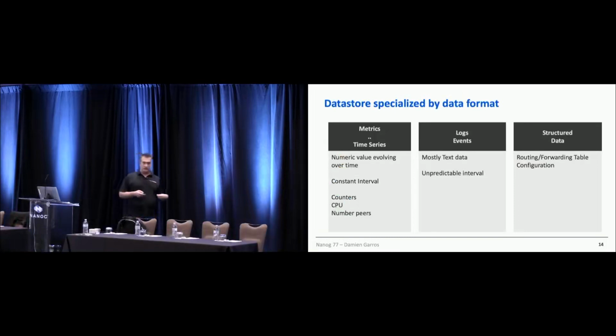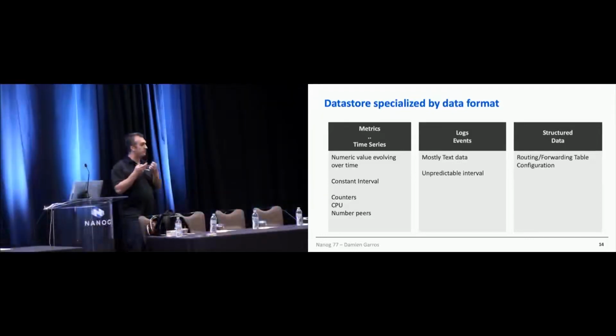If we look at the data, it's important to understand what the types of data are and their specificity. On one side, we have the metrics, or the time series, which are really applied to anything that is about numbers, counters, CPU value, number of peers, number of routes. Anything that can be represented with numbers will fit very well into a time series database. And that's something that you usually expect to come constantly to you, every few seconds, every 30 seconds, but something that you always get.